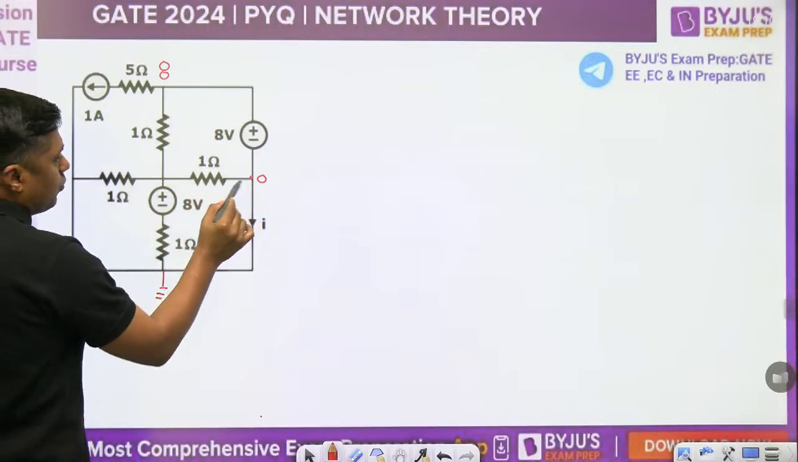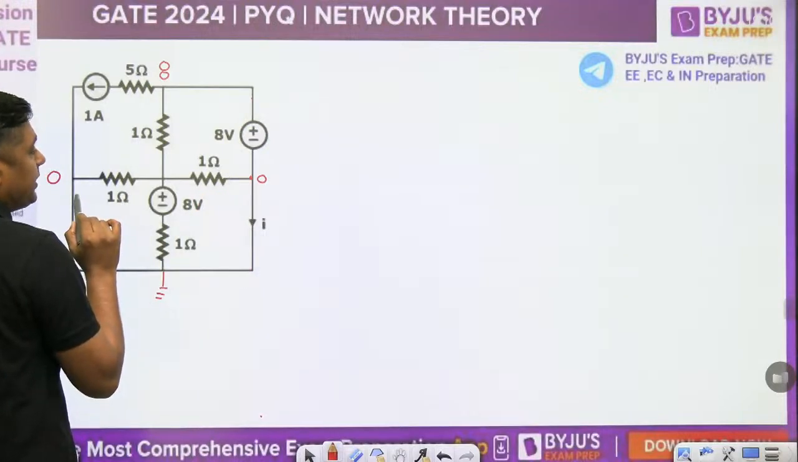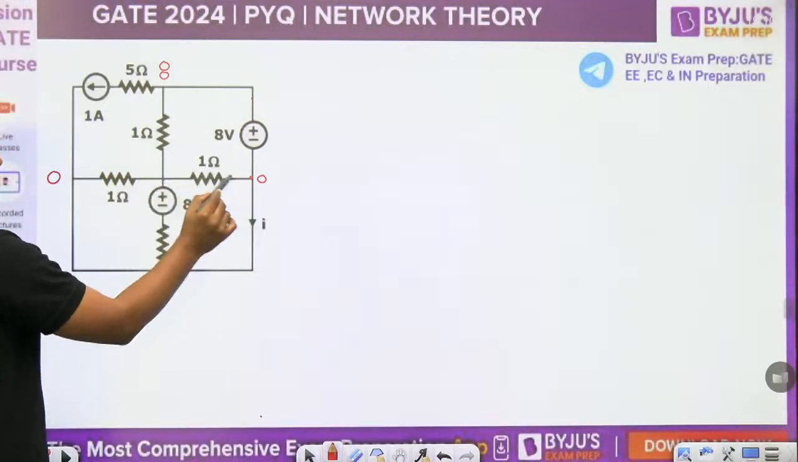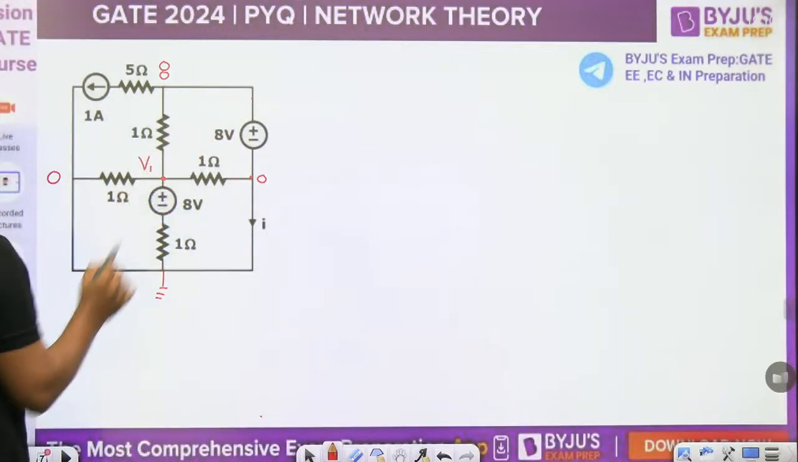Then at this node, what is the current in this branch? What is the current in this branch? This is the I we can find. But to find the current in this branch, we have to find the voltage at this point. Let this voltage be V1.